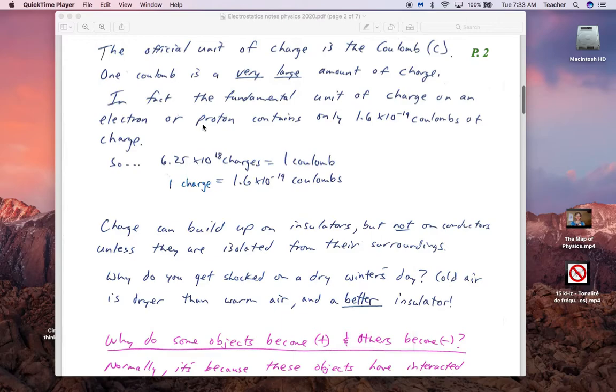So the official unit of charge is called a Coulomb. It's a very large amount of charge. So the fundamental unit of charge on either a single electron or proton contains 1.6 times 10 to the negative 19th coulombs of charge. And so that's something to remember. And these are the conversion factors here. In nature, you can't get smaller than one fundamental charge. So you cannot get less than that on any object. There are some subatomic particles called quarks, which can have partial charges making them up, but in nature, again, individual materials or charges can't be less than 1.6 times 10 to the negative 19th coulombs.